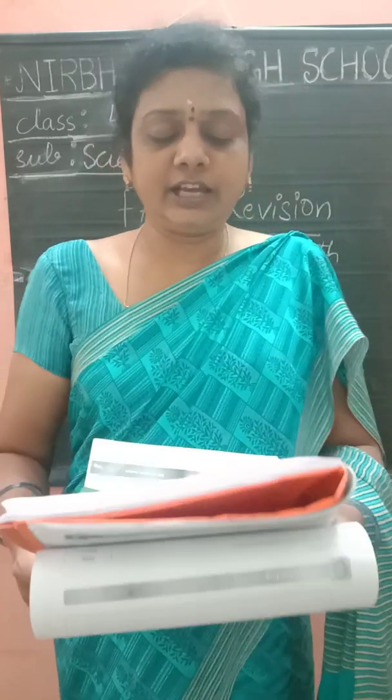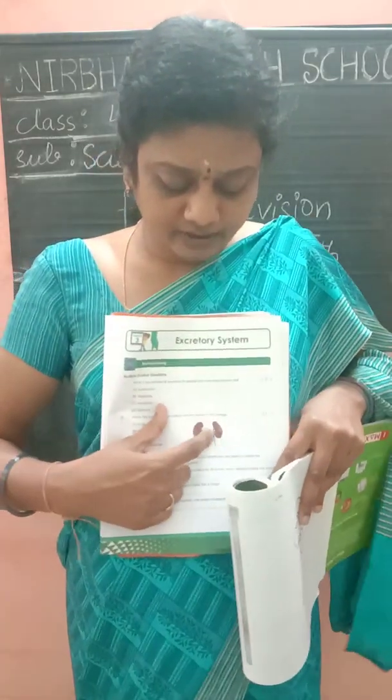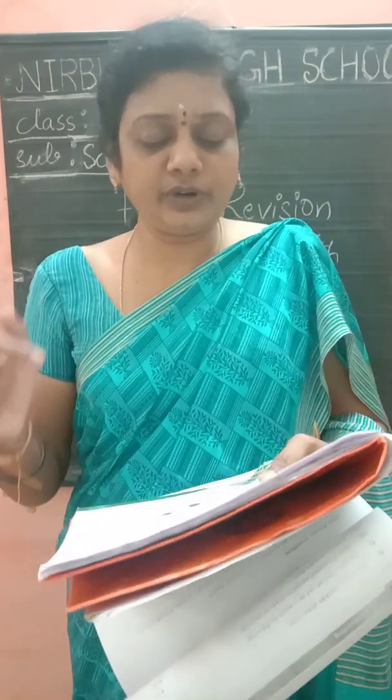Name the part of the excretory system shown in the image. The four options are given. See the picture children here. You have to see the picture and answer. It's very easy. Lungs, stomach, kidneys, urinary bladder. Which one is correct? Kidneys.